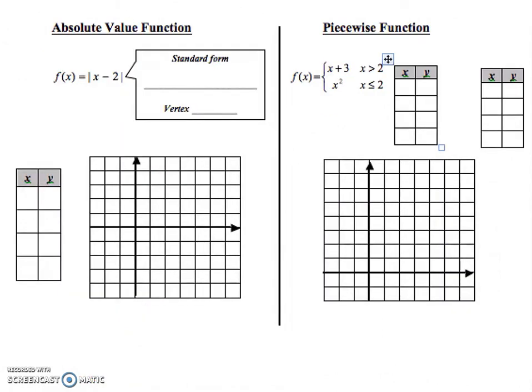Absolute value functions. This is review from Algebra 2. Remember that an absolute value function in standard form looks like y equals a times the absolute value of x minus h, plus k, where the vertex is going to be the point (h, k). But keep in mind that when you are looking at the equation, the h value that you see, the sign is going to be opposite what you see.